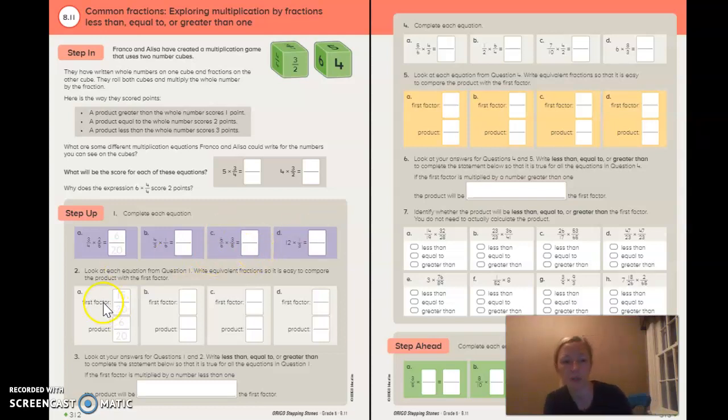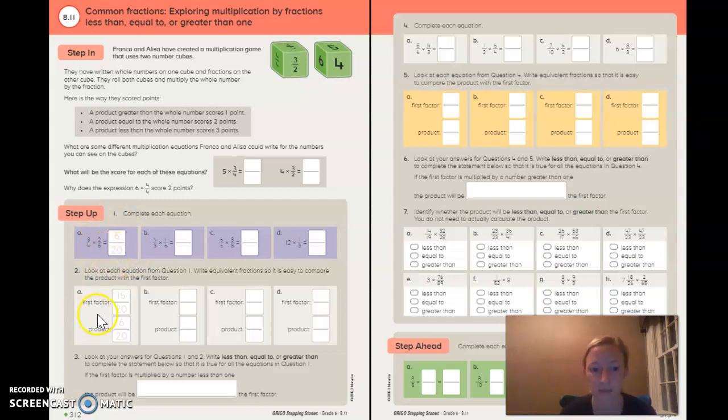And then look down here where it says 2a. It says look at each equation from question 1. Write equivalent fractions so it's easy to compare the product with the first factor. What they mean by that is they want to compare the first factor, which in this first problem is 3/4. The first factor just means the first thing they multiplied by. So they want to compare this number to the answer.